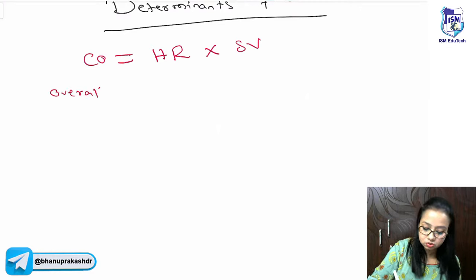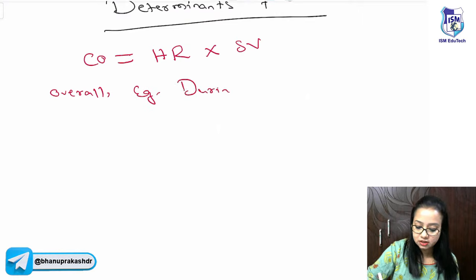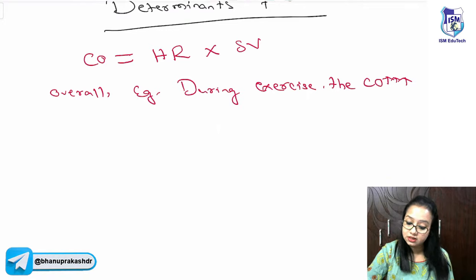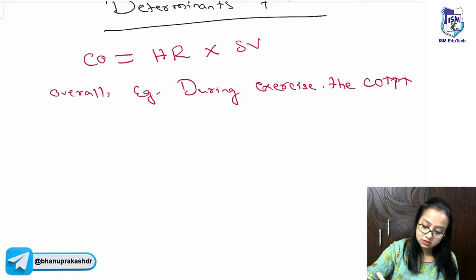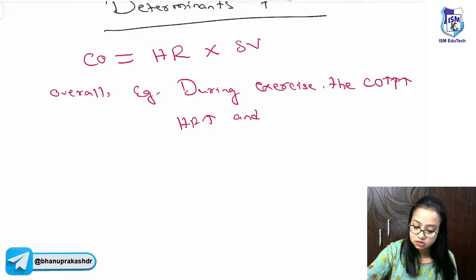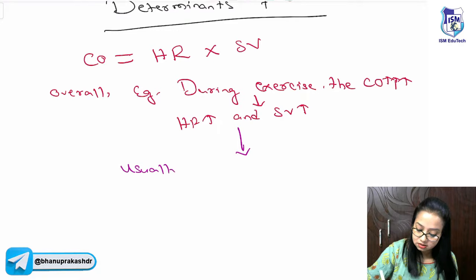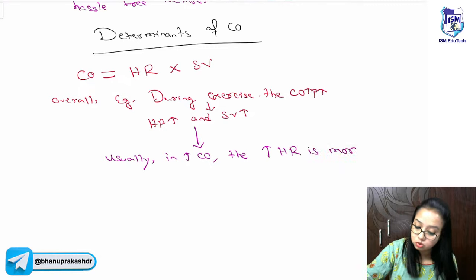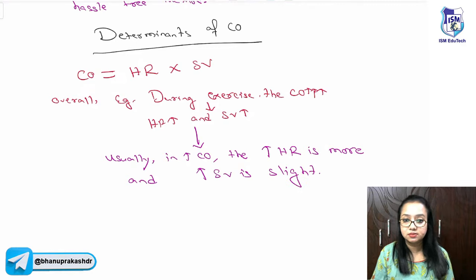But overall, what do we see? For example, during exercise, the cardiac output obviously increases. When the cardiac output increases, the heart rate increases and stroke volume also increases. But a point to be noted: usually, in increased cardiac output, the increase in the heart rate is more and the increase in the stroke volume is slight. Means both will increase.